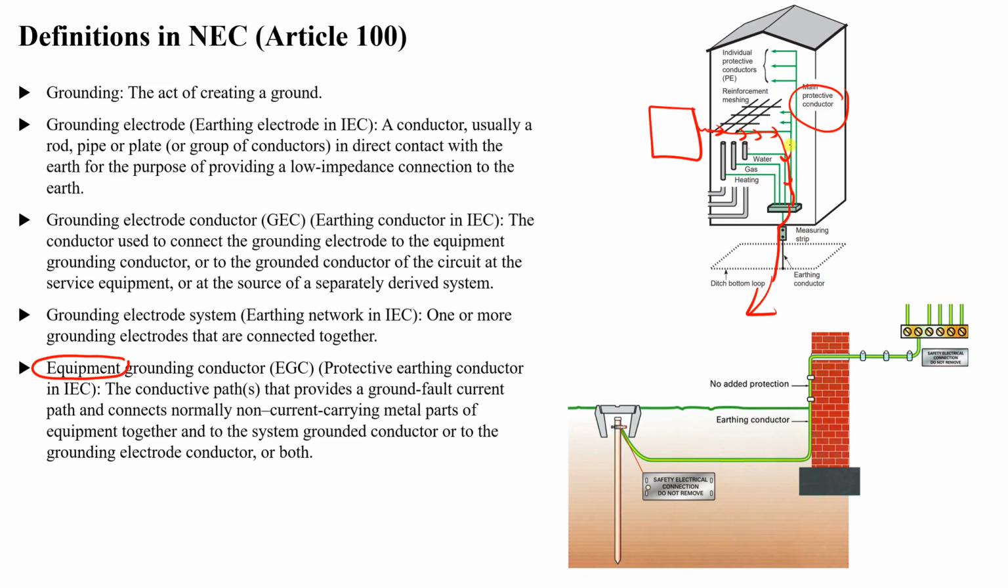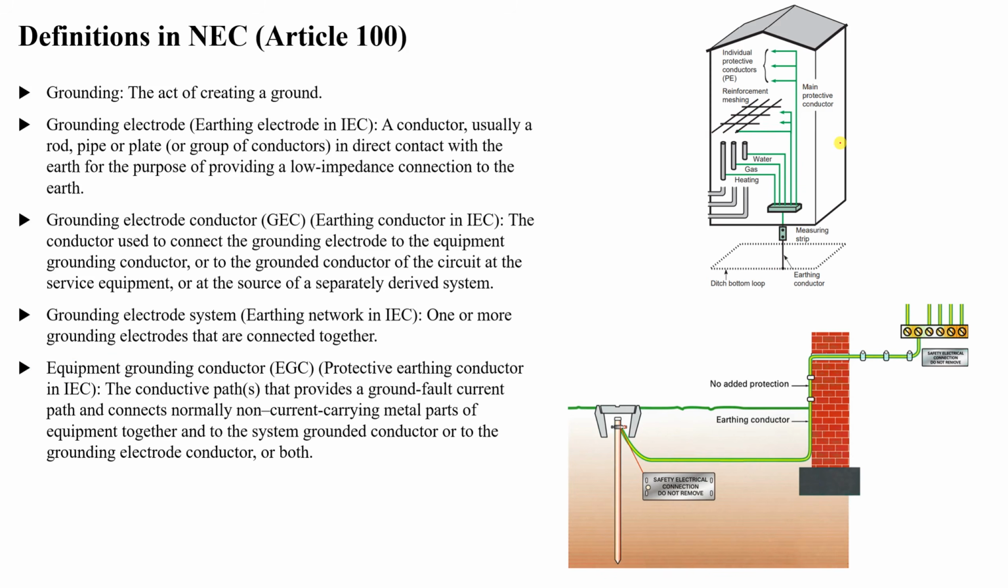So the equipment grounding conductor, or the protective earth, is used to provide the path for the ground fault current. It connects non-current-carrying metal parts of equipment together, and to the system grounding conductor or the grounding electrode conductor, or both. Anyway, in the end, this is the protective earth that we actually see here.